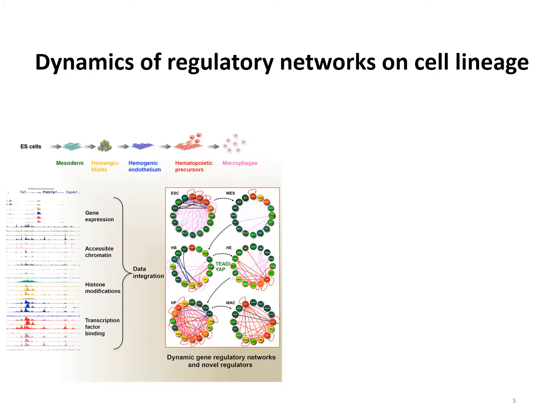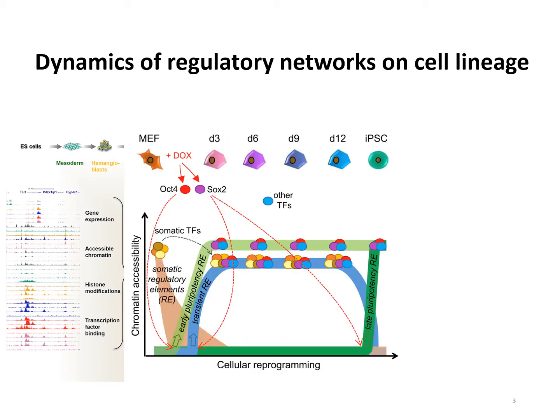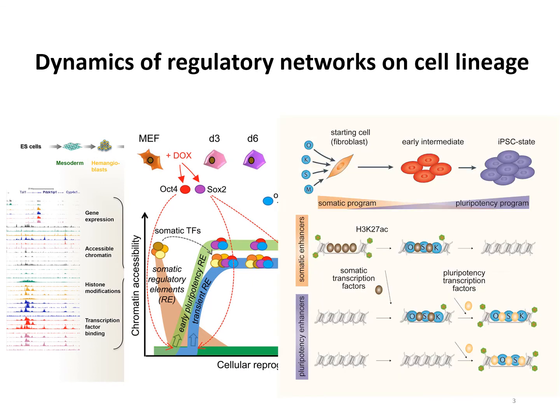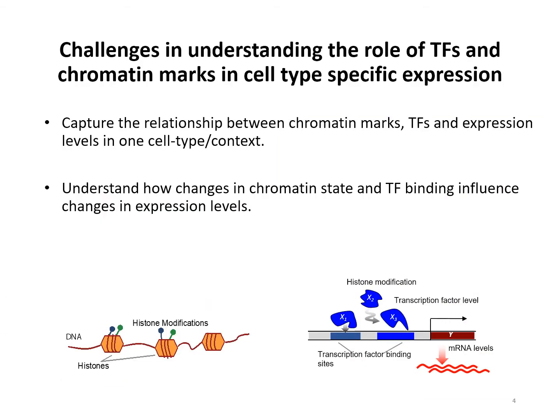At a high level, we are interested in understanding regulatory network dynamics on a lineage. Several papers have measured cell type-specific data to study the dynamic regulatory networks during reprogramming or differentiation. The challenge, however, is that regulation of gene expression is complex, especially in higher eukaryotes. In particular, there are two key challenges.